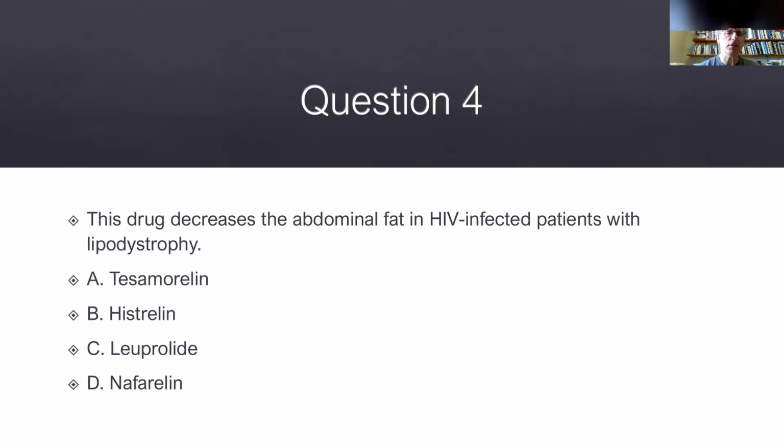Question 4. This drug decreases the abdominal fat in HIV-infected patients with lipodystrophy. The answers are A, tesamorelin, B, histrelin, C, Lupron, otherwise known as leuprolide, and D, nafarelin, which comes in a nasal spray. The answer is A, tesamorelin, which does this by stimulation of the lipolytic effect of growth hormone.